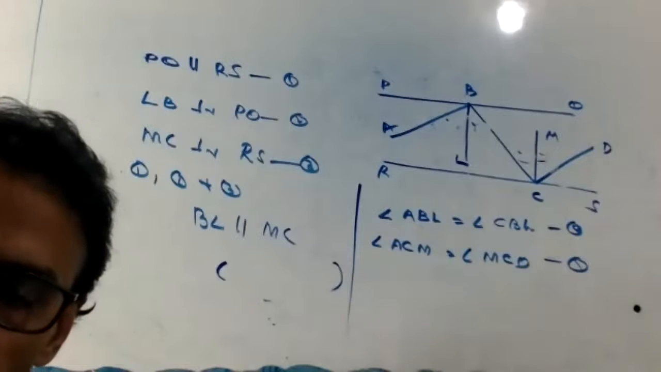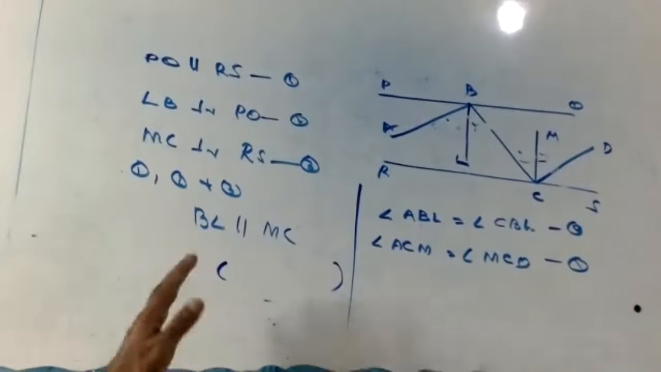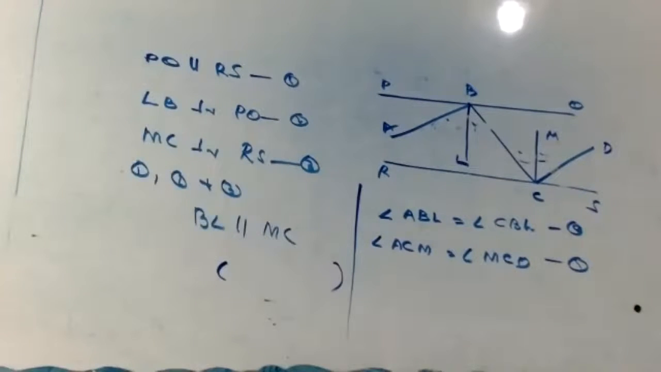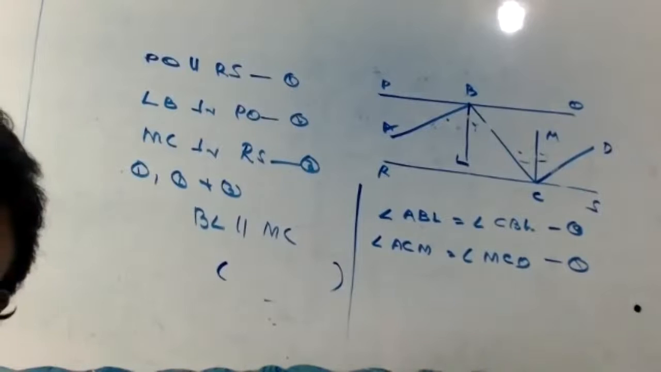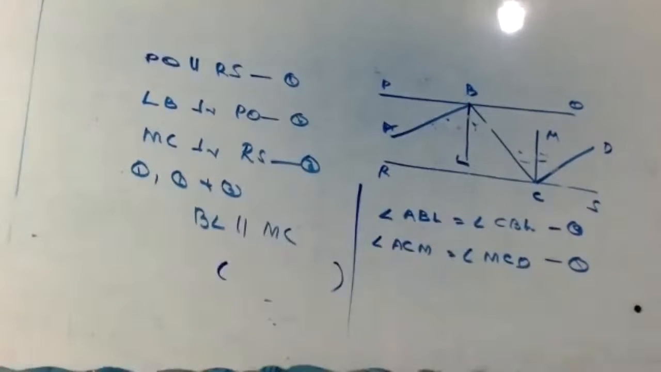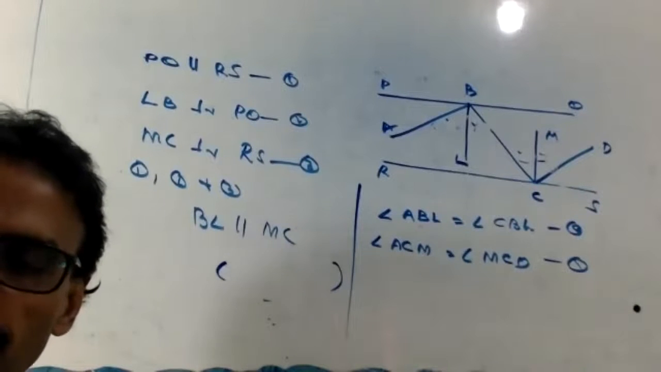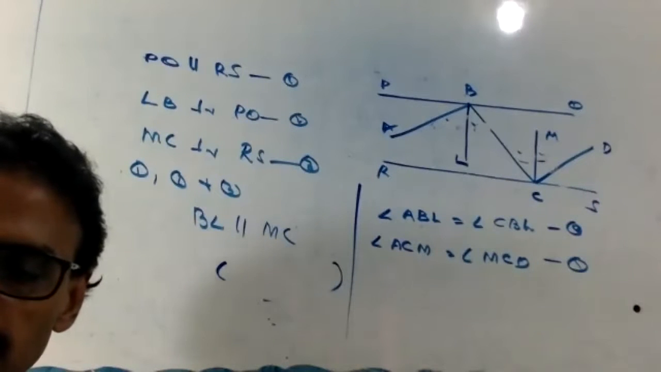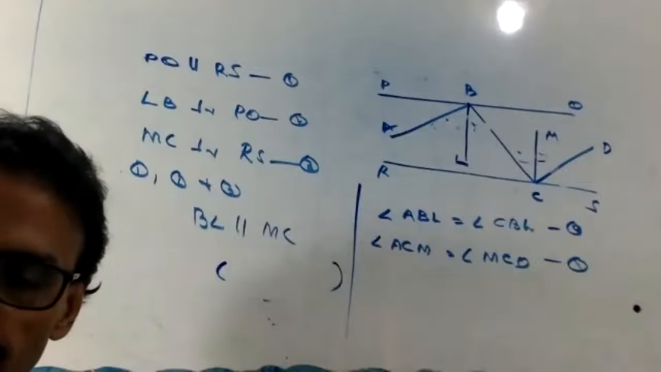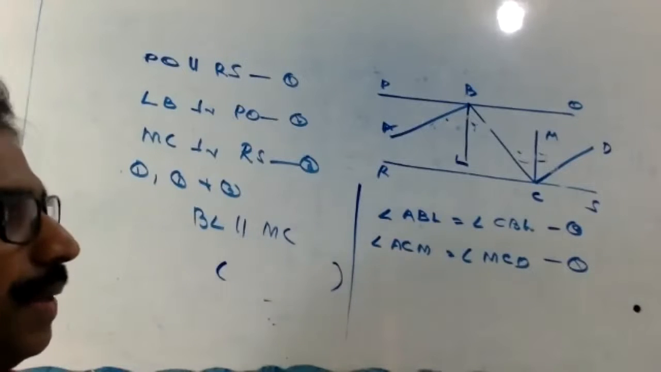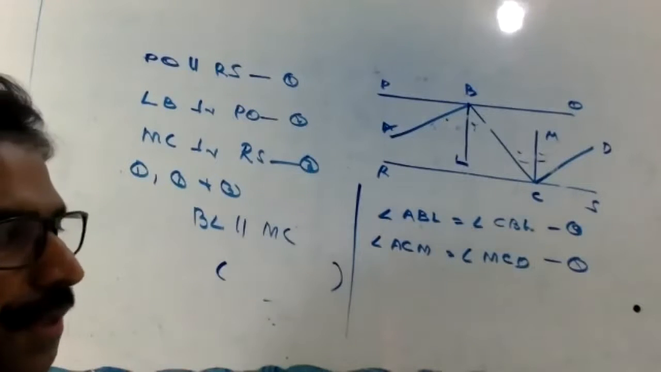Listen all now. Don't write anything now. Look. PQ parallel to RS, right? Listen, PQ parallel to RS. Anything to understand in that? PQ parallel to RS. That is what is given. Then BL perpendicular to PQ.